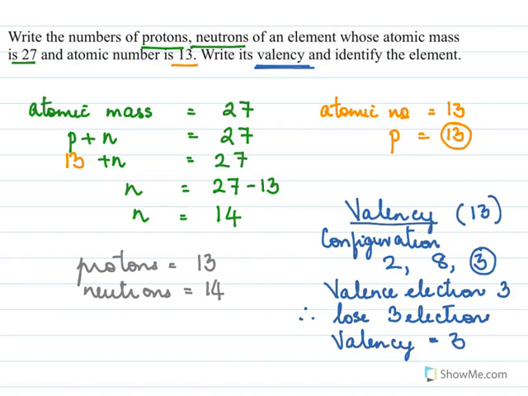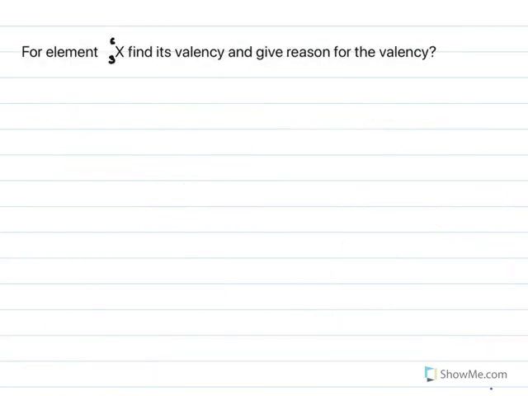Next is identify the element. To identify the element, all we need to know is atomic number. Here atomic number we know is 13, and atomic number 13 is aluminium. Aluminium has atomic number 13, so the element is aluminium. For the element, find its valency and give reason for the valency.